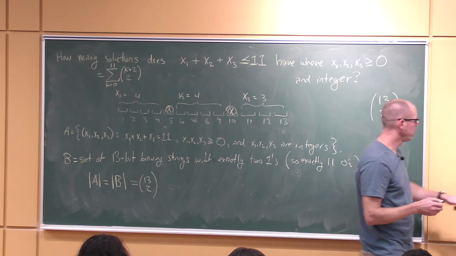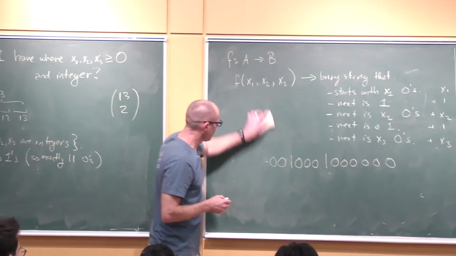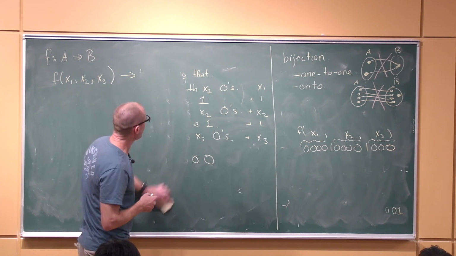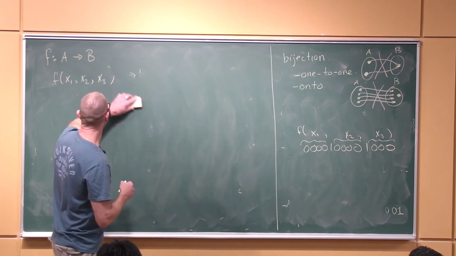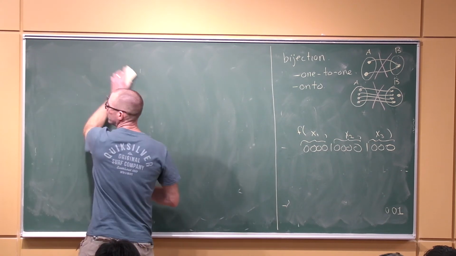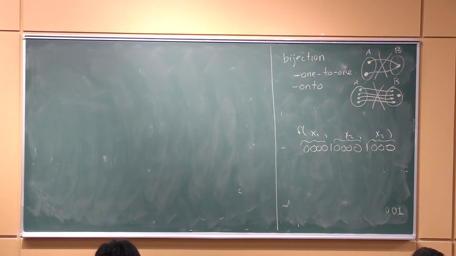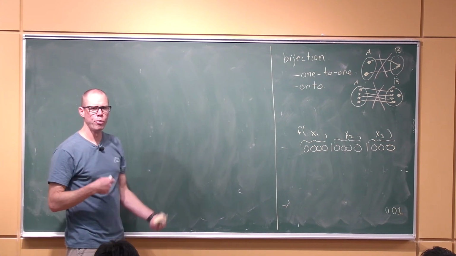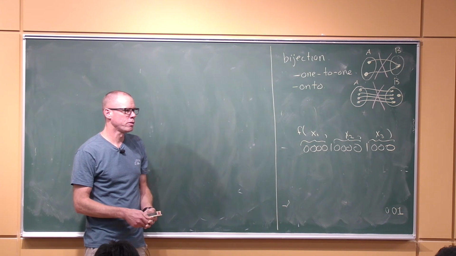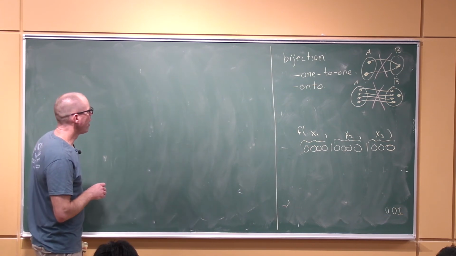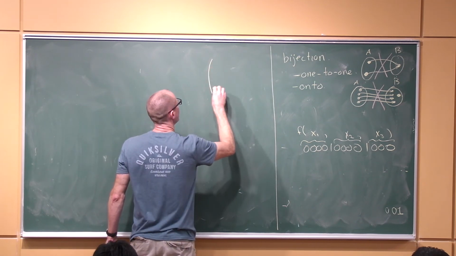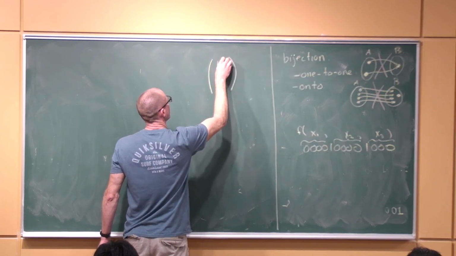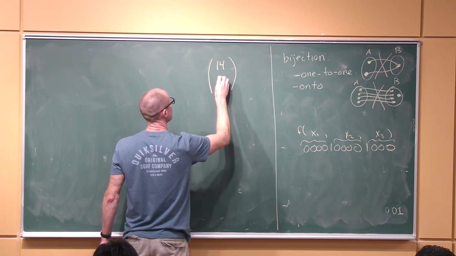I'll tell you what the truth is, and then maybe you can give me a proof. Although, again, by giving this ugly answer and a clean answer, we'll have proven another binomial identity, just by accident, basically. So I claim that the answer is 14 choose 3.